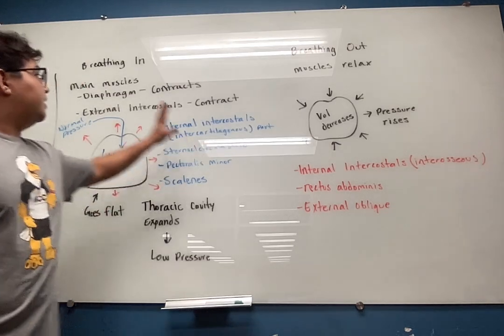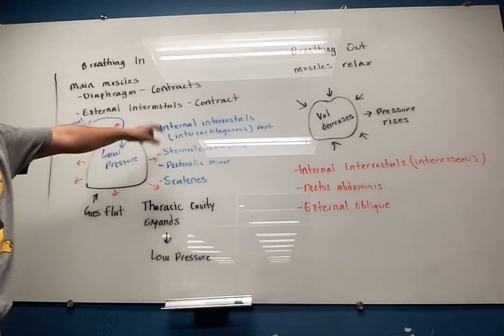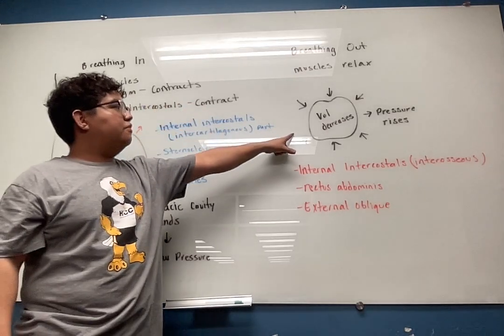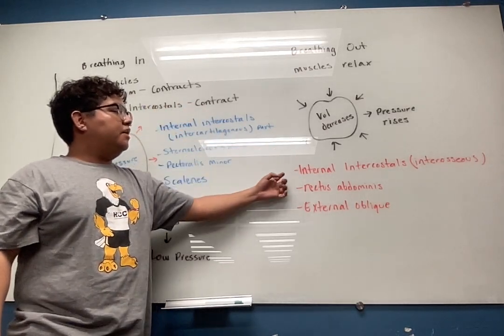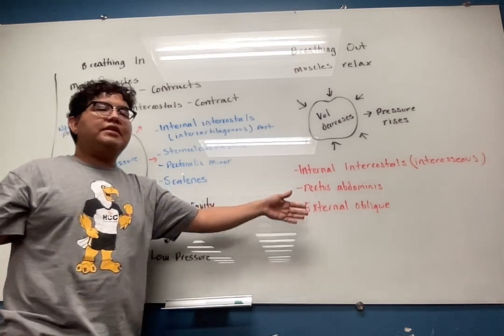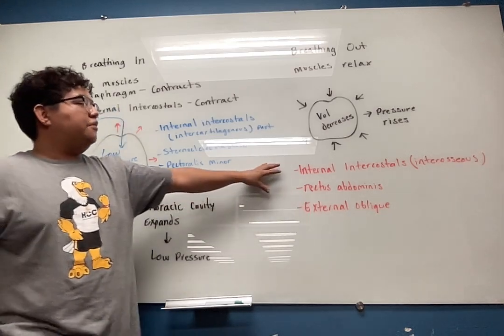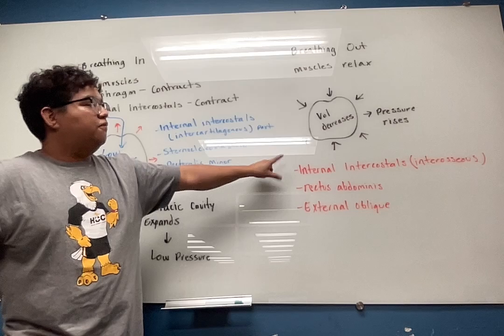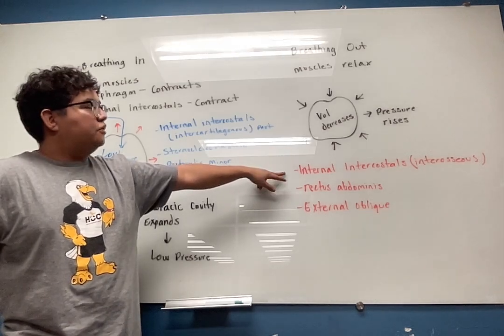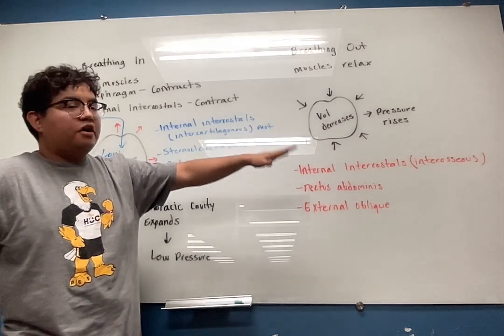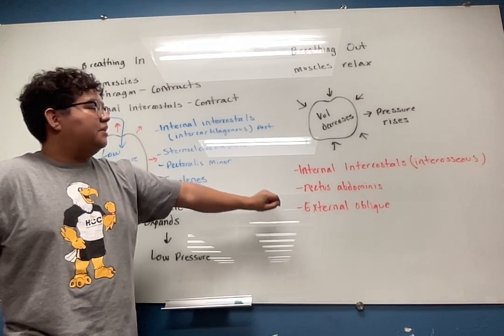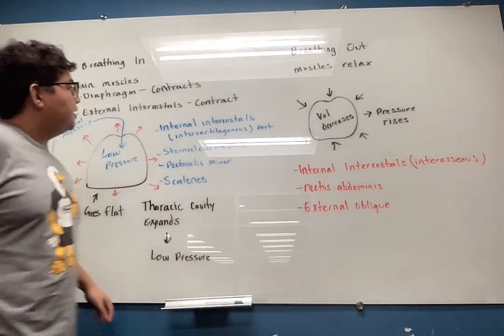Now, like I said, muscles relax to decrease the volume in the thoracic cavity, but also if you really need to get that air completely out, you're going to be using these muscles. These are forced exhalation muscles: internal intercostals, the interosseous part, the rectus abdominis, and the external oblique.